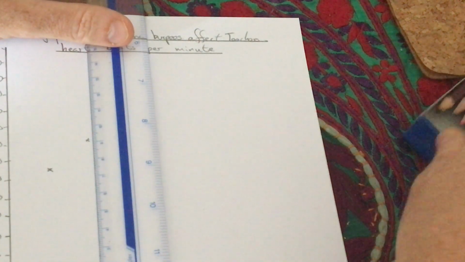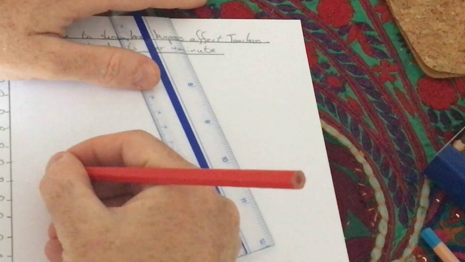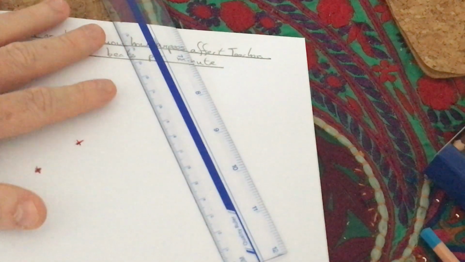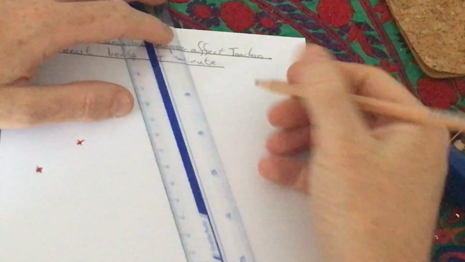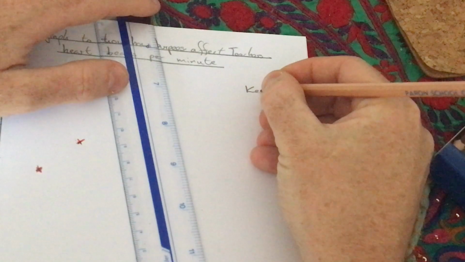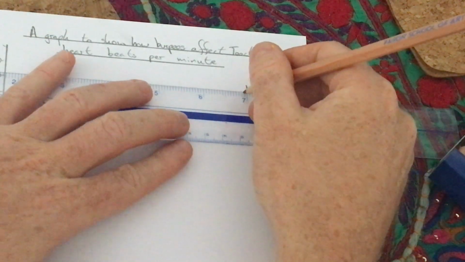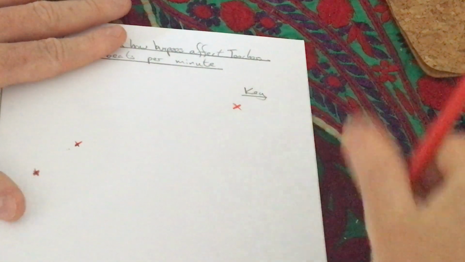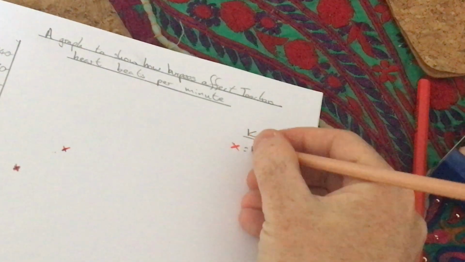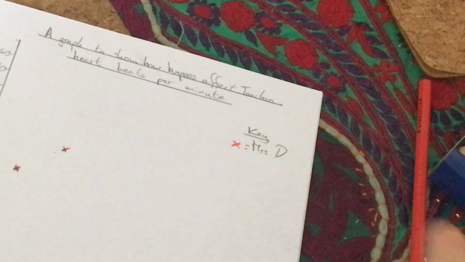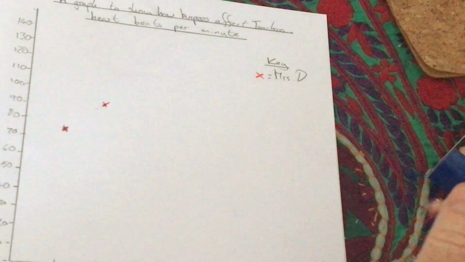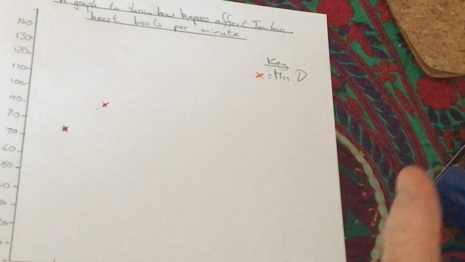Now, what I'm going to do, because I'm sure you're thinking, hang on a second, this could get confusing. Now, I know that Miss D's favourite colour is red. So I'm going to be plotting Miss D's data using the red cross. Now I'm not going to continue doing Miss D's, I want you to do that.